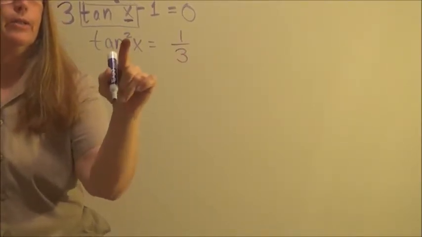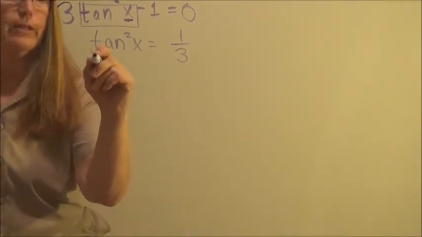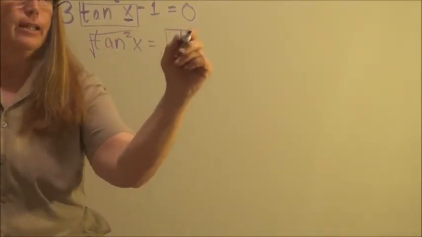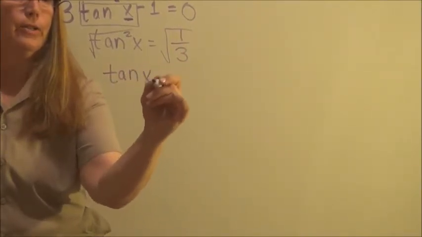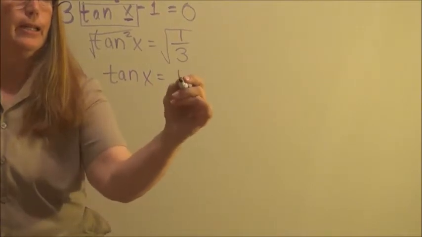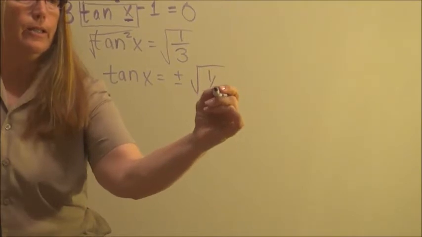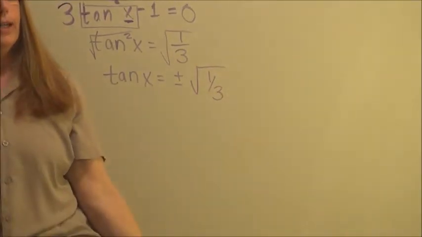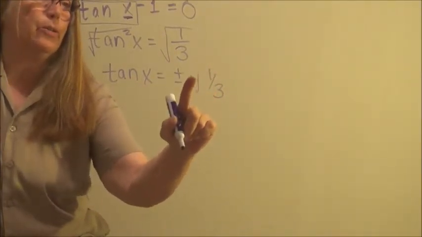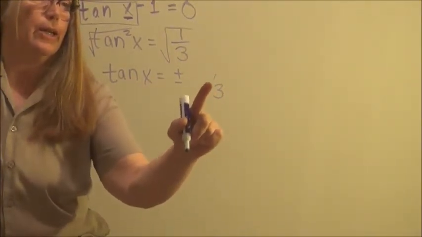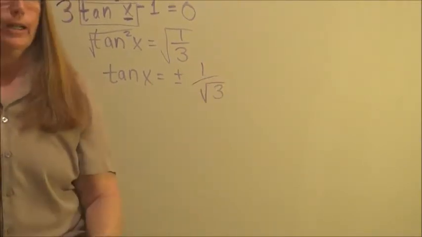And then to get tangent by itself, right now it's tangent squared. I'm going to take the square root of both sides. And that will undo that square and give me just tangent on this side. And plus or minus, whenever you take the square root of both sides, you get square root of 1 over 3. Cleaning that up a little bit, square root of 1 is 1. So I can write it plus or minus 1 over the square root of 3.